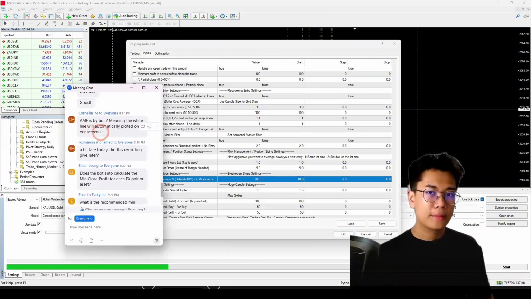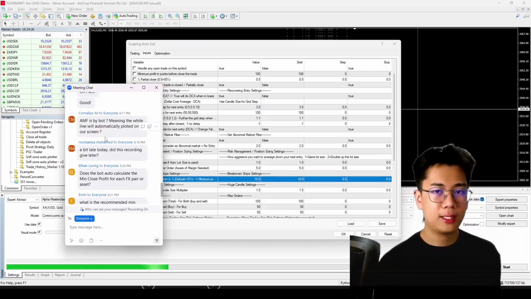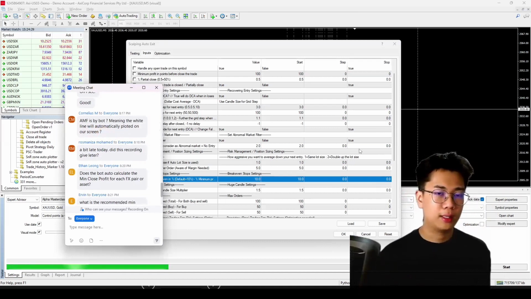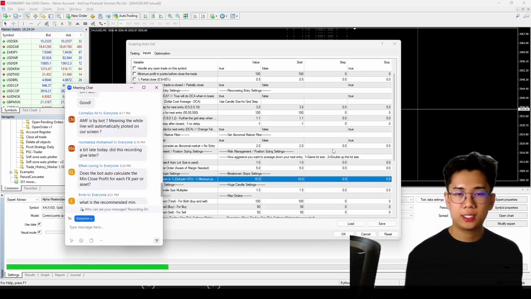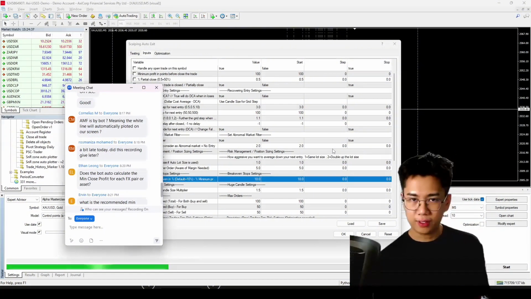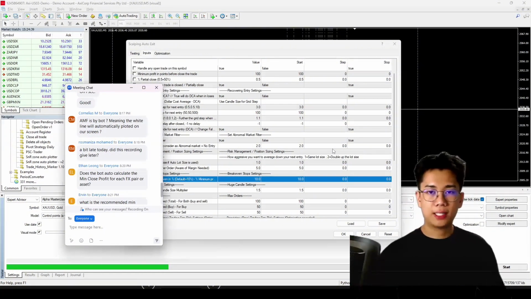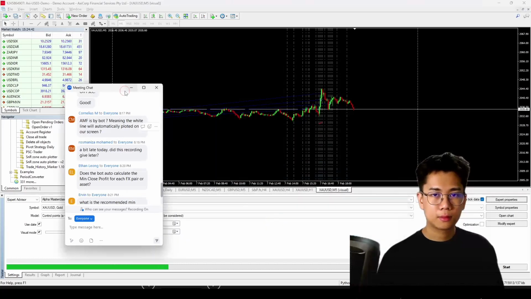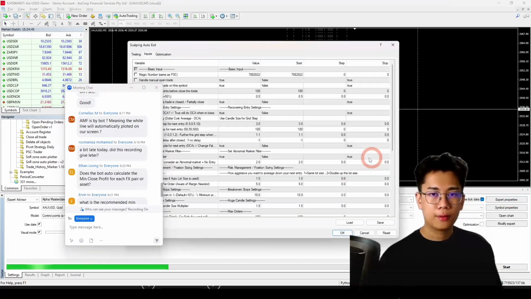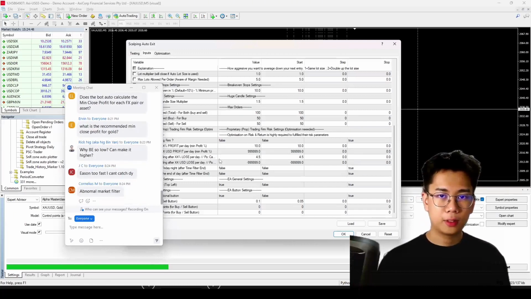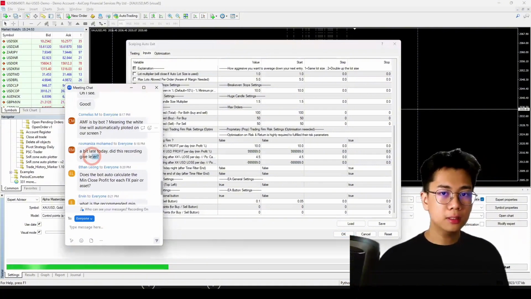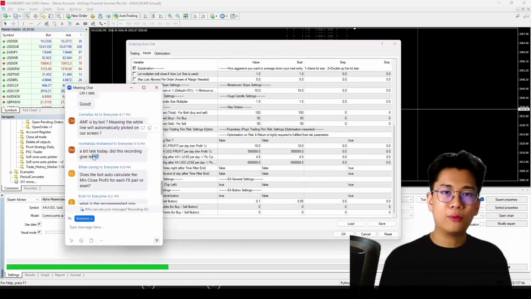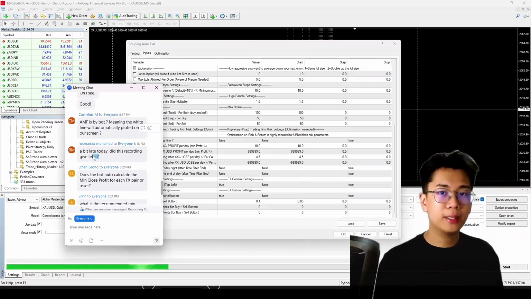Okay. What is AMF? Meaning that the white line will automatically be plotted on our screen. What is AMF? Average market value. So the average price, let's say that. Abnormal market filter. Yeah. That one is automatic by the bot. It means that you don't need to do anything. The bot will automatically detect normal or abnormal, then it will stop trading during the abnormal markets.